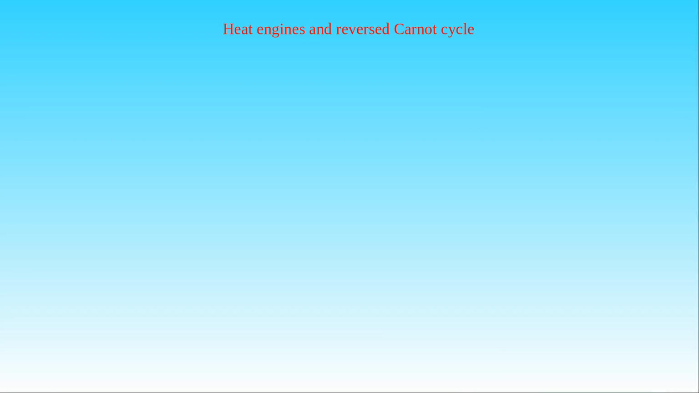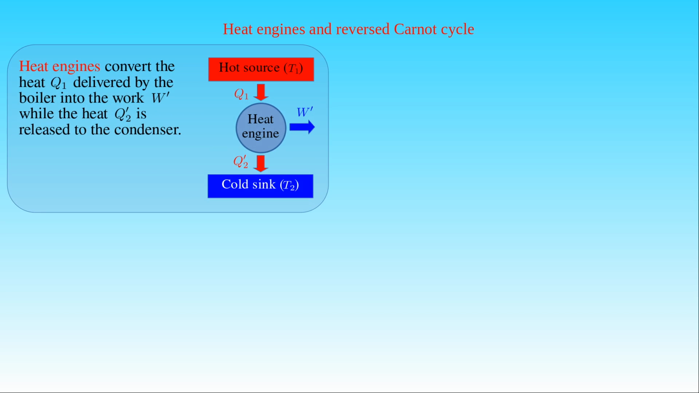We have seen that the Carnot cycle is an idealized thermodynamic cycle of steam engines. The Carnot cycle can also be considered as a model of a heat engine, which converts the heat Q1 delivered by the boiler or the hot source into the work W', while the heat Q'2 is released to the condenser or the cold sink as a loss of heat.